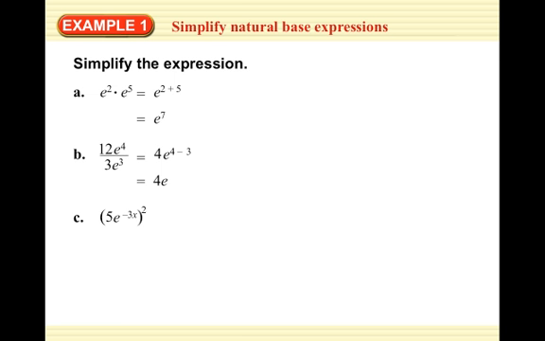5 times e to the negative 3x, all squared. So since 5 and e to the negative 3x are multiplied together, we're going to square each of those bases separately. So we've got 5 squared and then e to the negative 3x squared. 5 squared is 25. For e, you've got a power to a power, so you multiply. Negative 3x times 2 is negative 6x. So that negative, remember, that just means use the reciprocal. So we've got 25 times 1 over e to the 6x, which will give us 25 over e to the 6x.